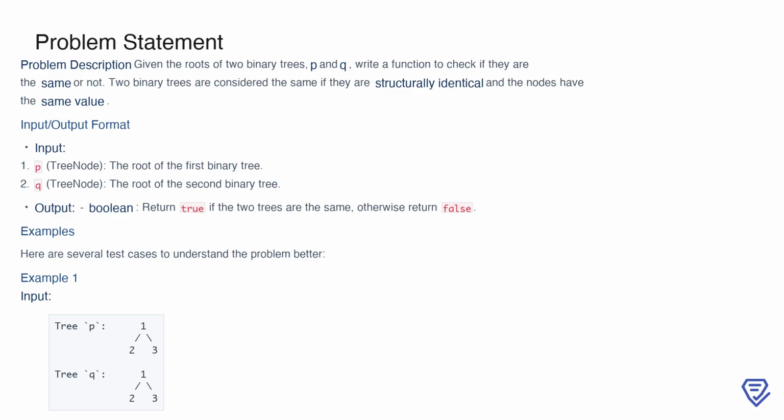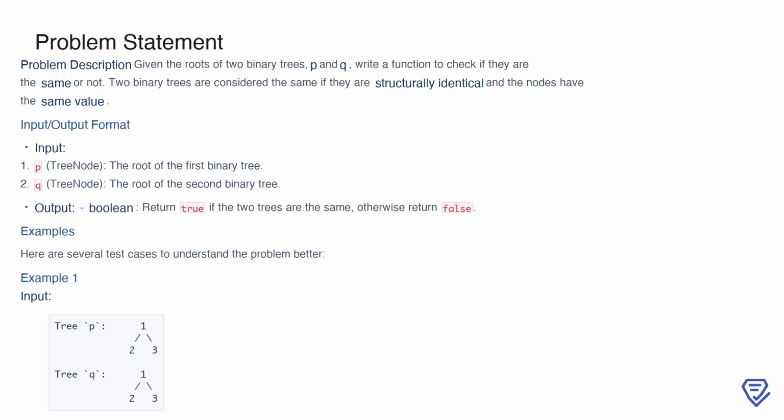and determine if the two trees are the same. For two trees to be considered the same, they must meet two criteria. They must be structurally identical, meaning their shapes match exactly, and the values of all corresponding nodes in the trees must also be the same. The function we need to write should take the roots of these two trees as input and return a Boolean value, true if the trees are the same and false otherwise.